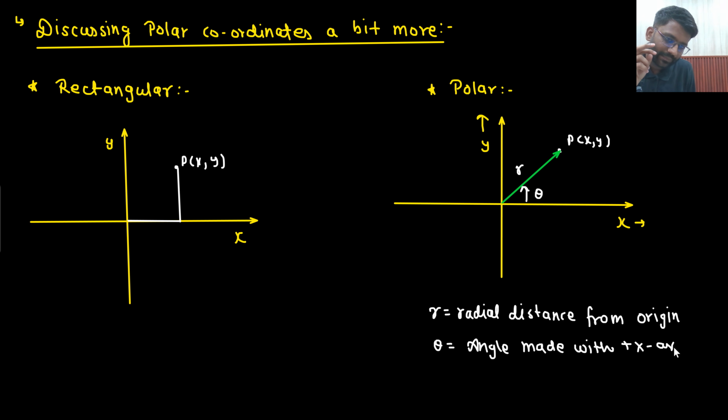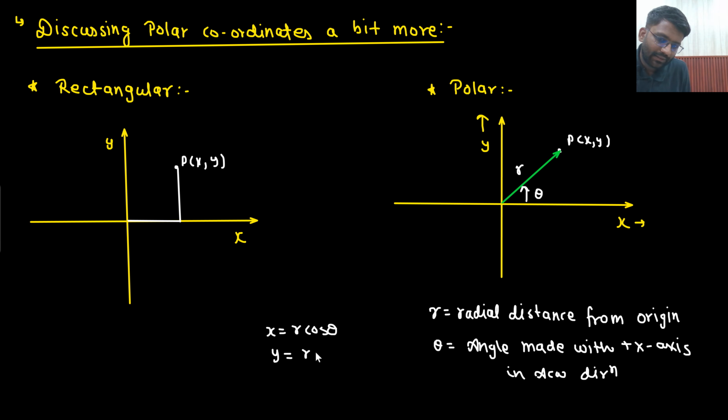In the anti-clockwise direction, right? Along with that, we also know that x equals r cos theta, y equals r sin theta, and x squared plus y squared equals r squared.